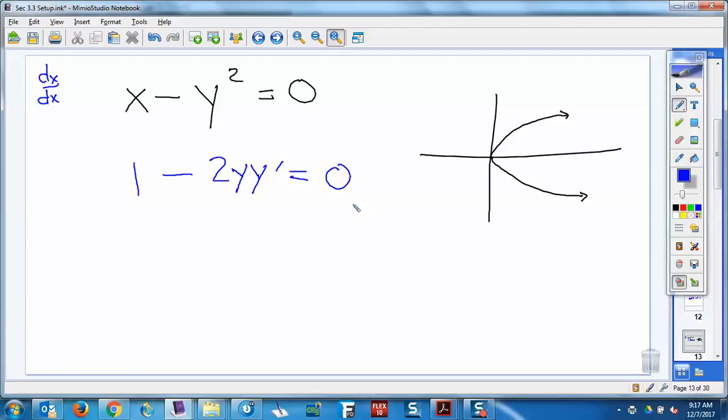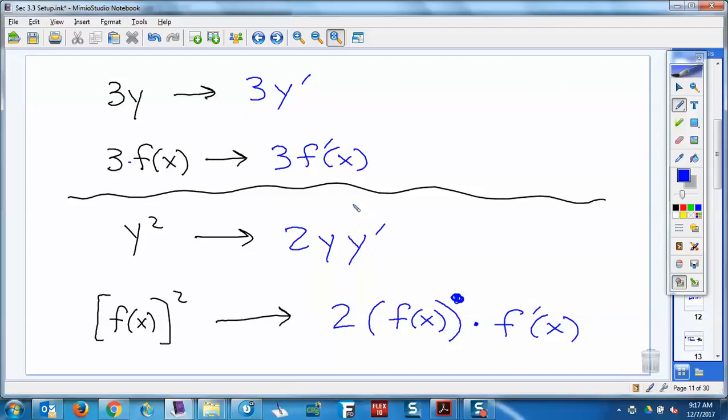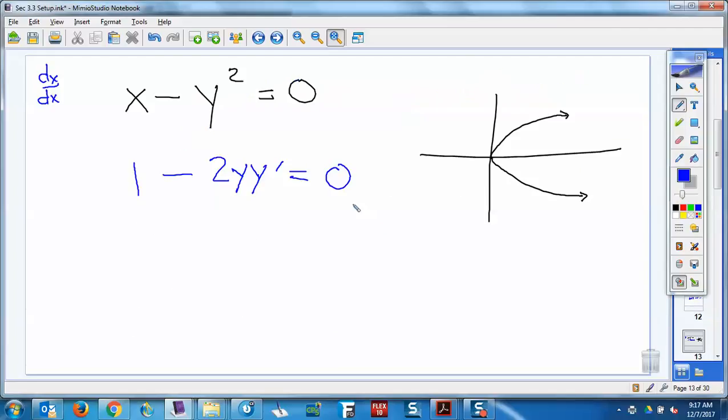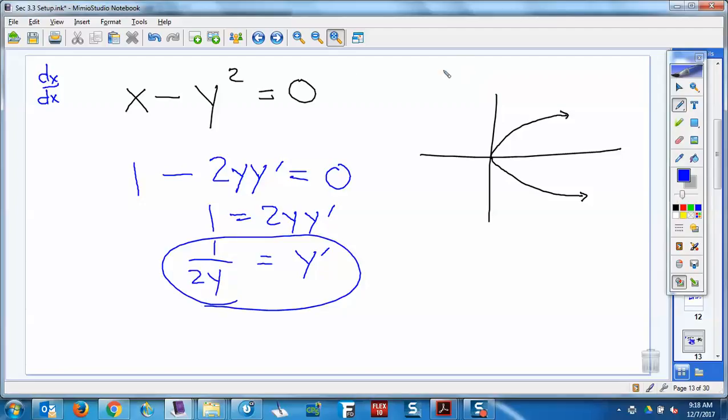What are we trying to get when we're all done? We're trying to get y prime. We want to know what y prime is, right? So we solve for y prime. So we add that over, divide by 2y. I would claim that that is way easier than doing this and then doing the square root and then writing that as y equals plus minus x to the 1/2.